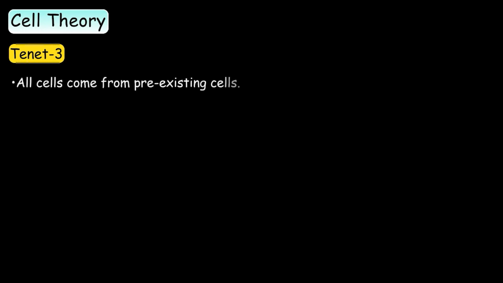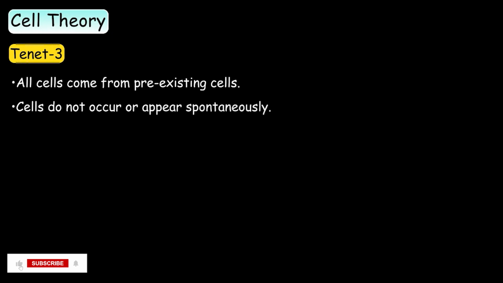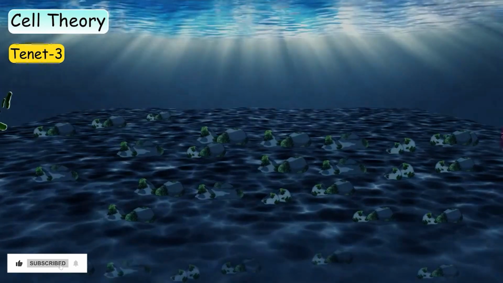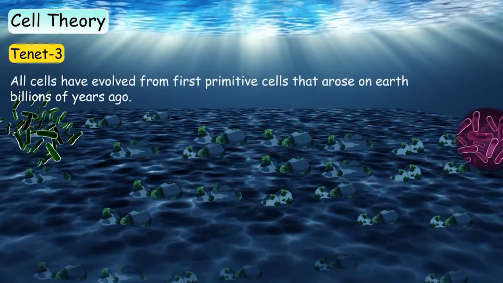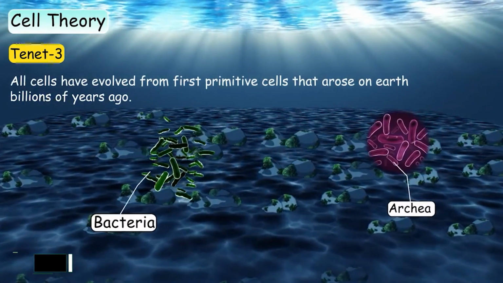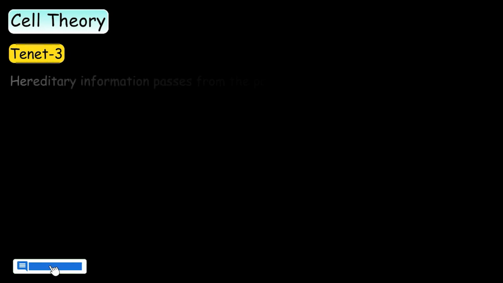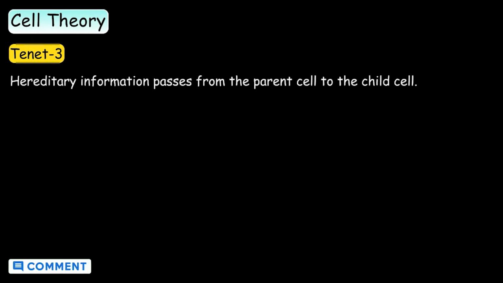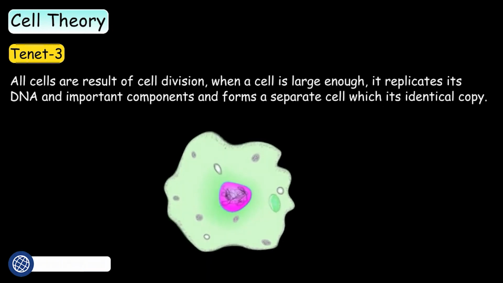All cells come from pre-existing cells. Cells do not occur or appear spontaneously. All cells have evolved from first primitive cells that arose on Earth billions of years ago. Hereditary information passes from the parent to the child cell. All cells are the result of cell division.